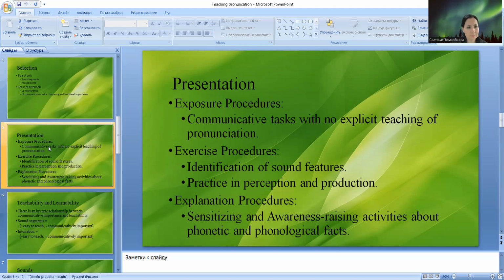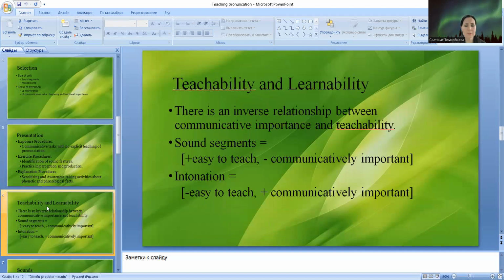Next, teachability and learnability. There is an inverse relationship between communicative importance and teachability. Sound segments are, for example, easy to teach and communicatively important. Intonation is harder to teach but communicatively important, for example, how to sound the letters, how to give the intonation of the word.